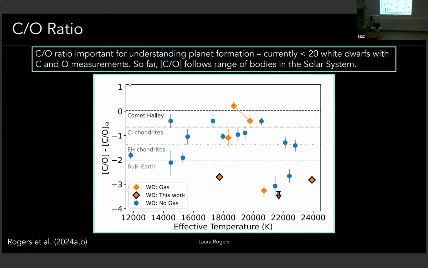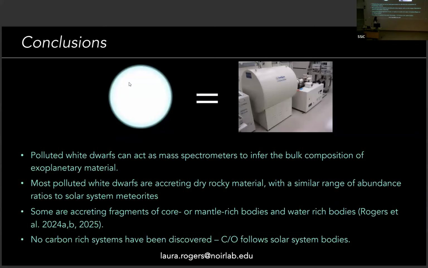And then we can take it just one step further and actually look at the carbon to oxygen ratio, which we know is really important for planet formation. If you have a really high carbon to oxygen ratio, then you're probably more likely to form carbides and potentially diamond planets compared to lower carbon to oxygen ratios. We see a similar range to our solar system here, but ultimately we see nothing that has a solid supersolar carbon to oxygen ratio. So no diamond planets accreted by white dwarfs.